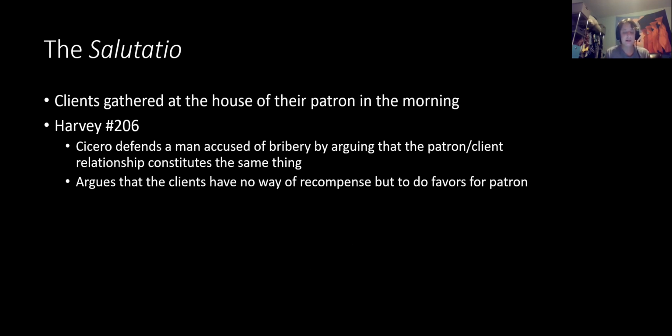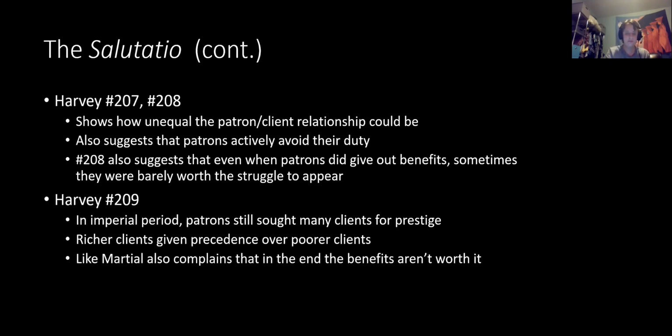The most important aspect of amicitia was the salutatio, in which clients gathered each morning at the house of the patron to receive greetings and sometimes food and money. In Harvey selection number 206, Cicero defends a man accused of bribery by saying that seeking votes by giving people money wasn't bribery, it was just patronage.